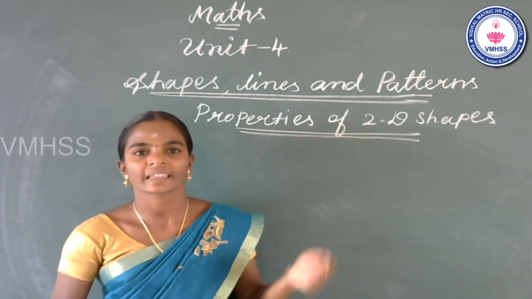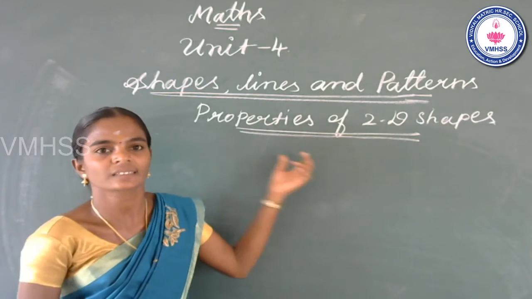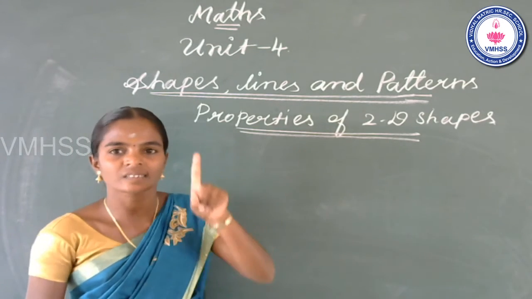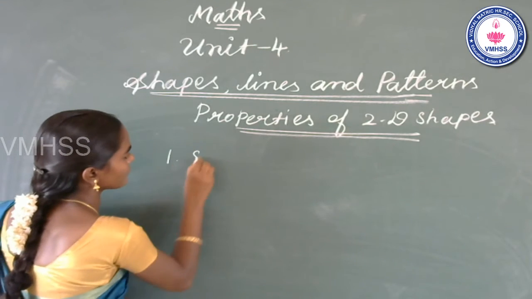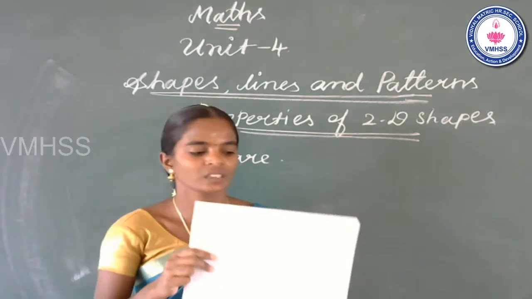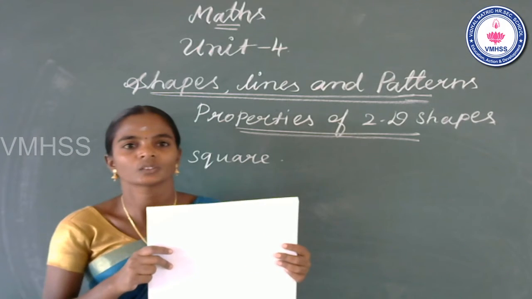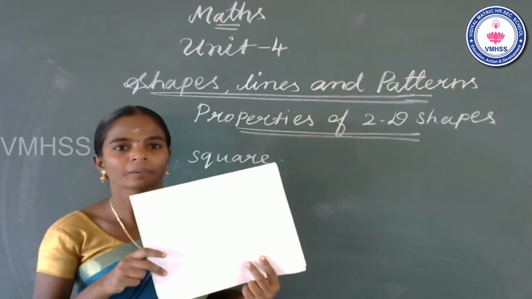Students, listen. Next, we see the properties of 2D shapes. Children, the first shape is square. Each 2D shape has its own set of properties.